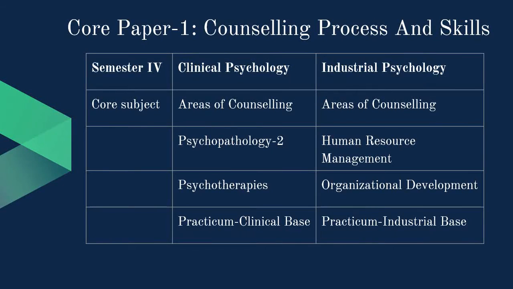For semester 4, once again we have a similar pattern. Again we have 4 papers in this semester as well, with 2 different specializations. The core subject here is areas of counseling, which is common for all the students from both specializations. Then we have 3 different papers which are based on your specializations. For clinical psychology we have psychopathology part 2, then we have psychotherapies, and finally we have practicum, which has to be again clinical based, and it is a practical paper.